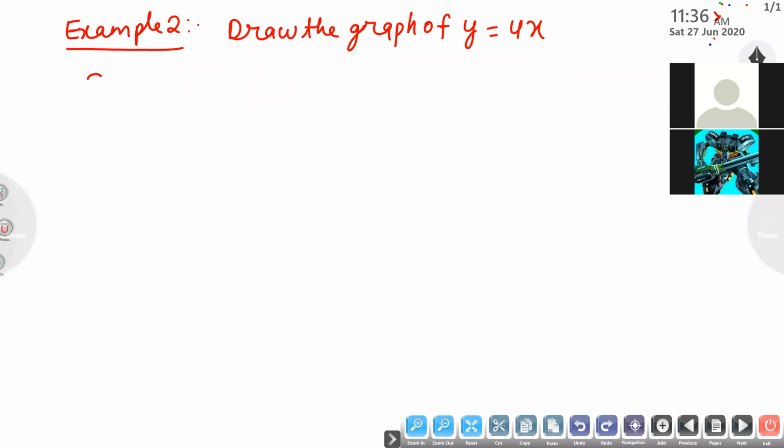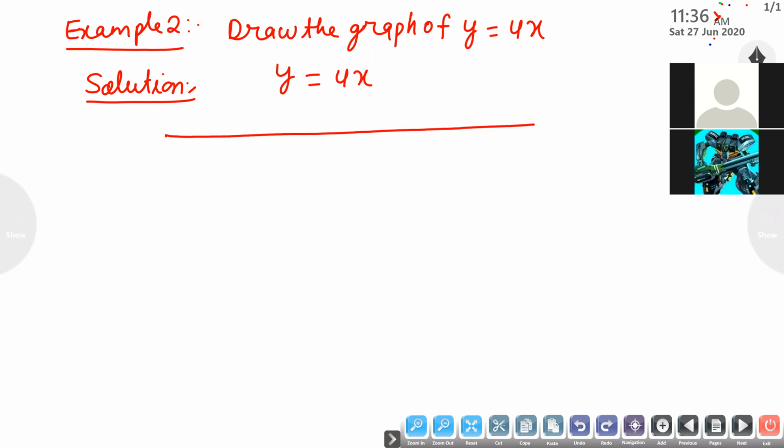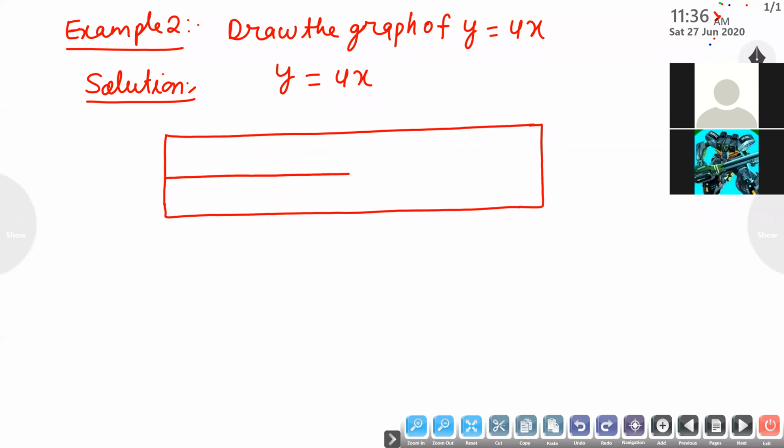Solution. The equation he has given is y is equal to 4x. I want to draw a table. It depends on you, students, how many solutions you are getting. Maximum 3 or 4, you can take the values.